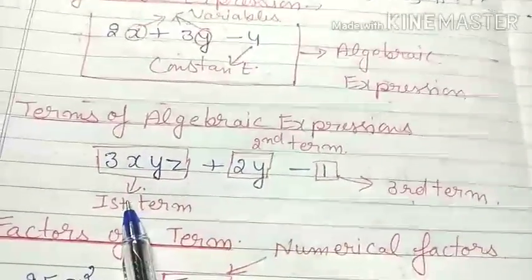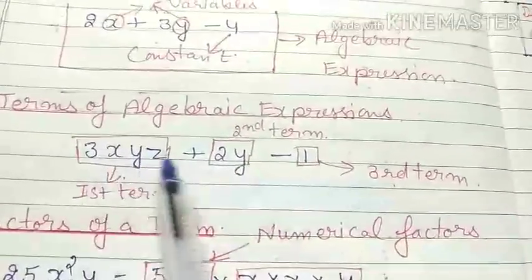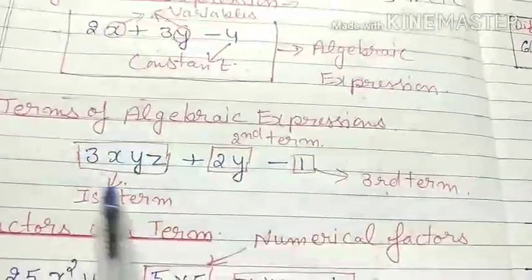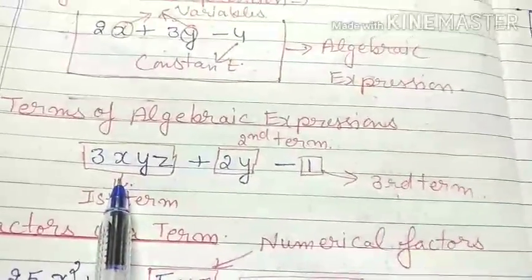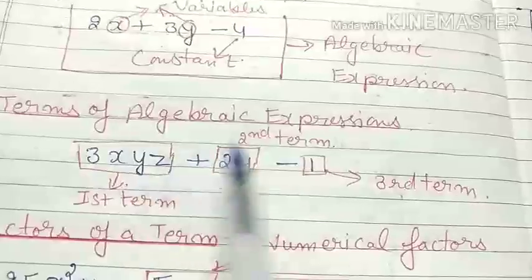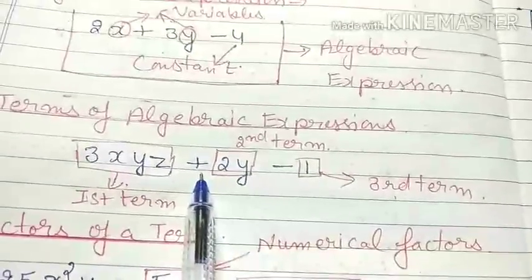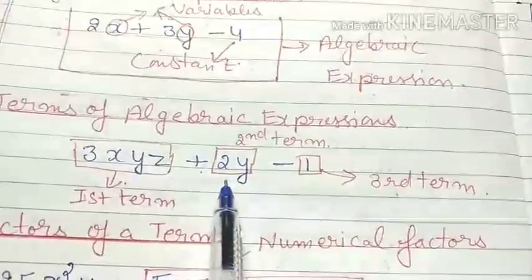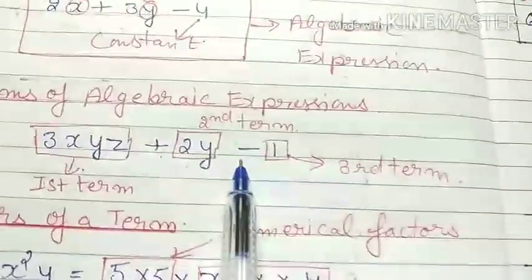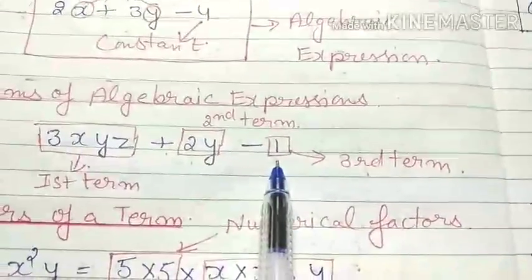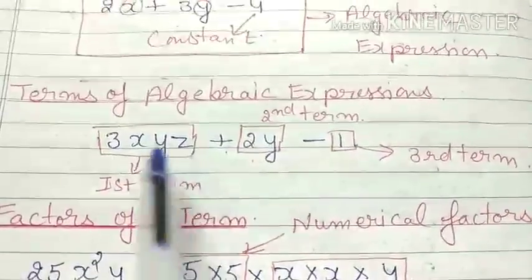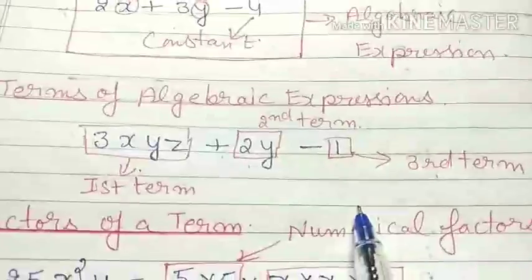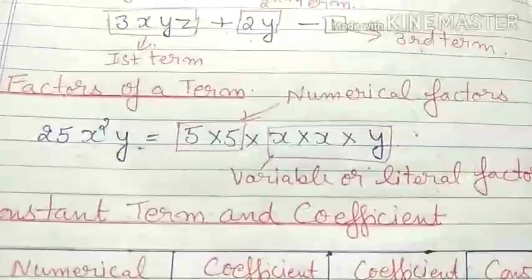each part which is connected, we call a term. Like here in the expression 3xyz plus 2y minus 1, the first part, whatever numeric and variable is written there, we call the first term. After the arithmetic operator, this is the second term, and after another arithmetic operator, if one more term is there, we call it 3 terms. Ultimately this is an algebraic expression with 3 terms: term 1, term 2, term 3.